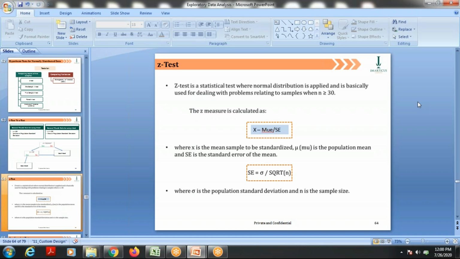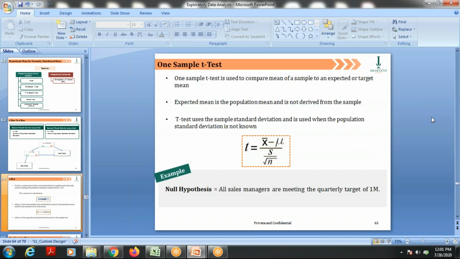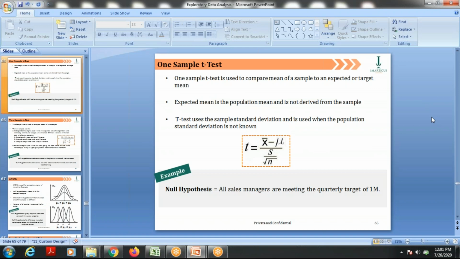Clear? Yes, sir. That is the better way to write the formula. Clear? Now, then you remember for T. Is there any question? No. This is for T.